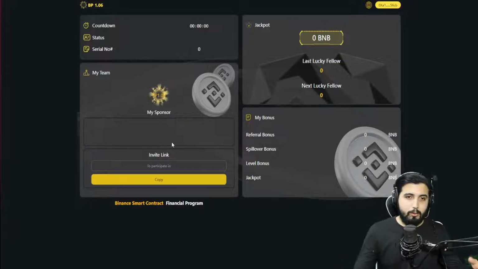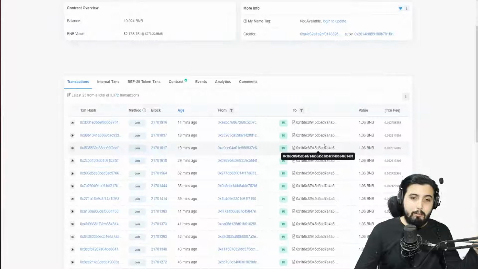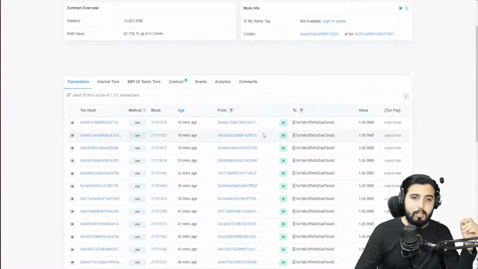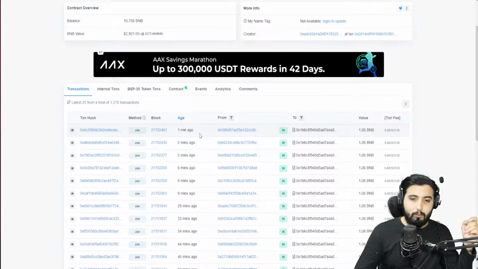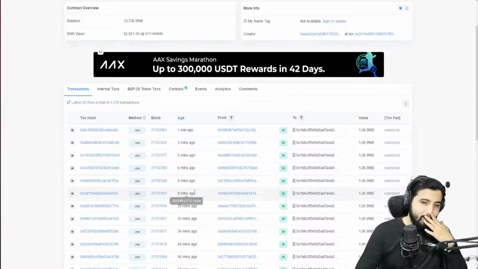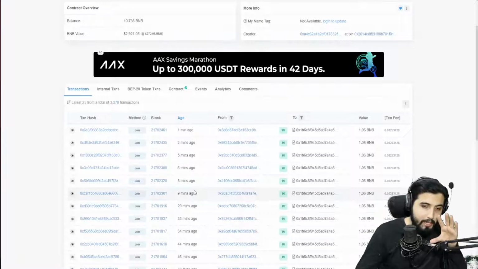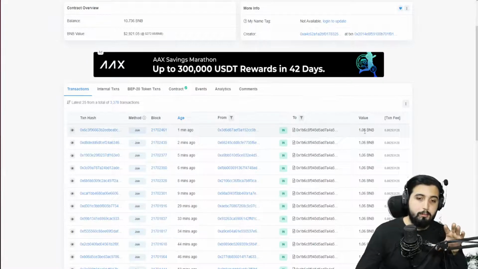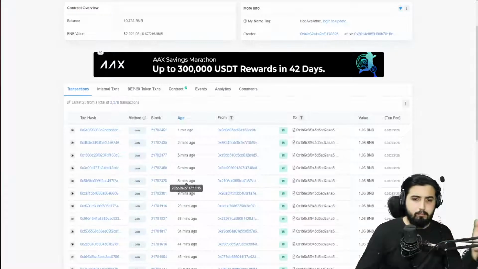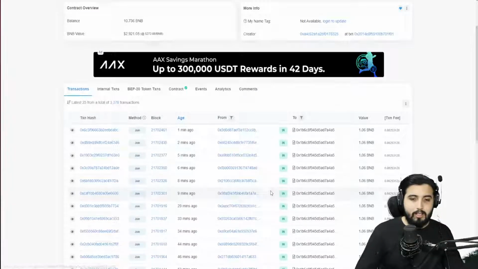And in this one, you can see there are a lot of people that are getting into it. I'm just going to refresh. You can see, whoa, that is insane. There's like 1, 2, 3, 4, 5, 6. There's literally 6 people that just came in with 1.06 BNB of investment within 10 minutes. That's pretty huge.